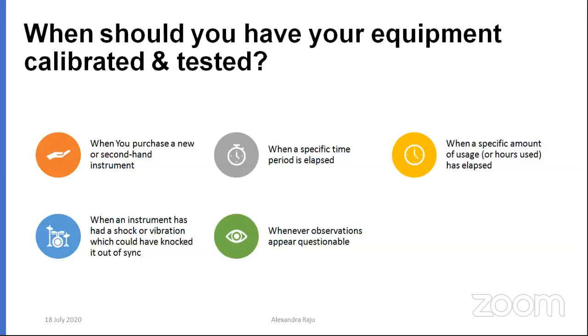So next, when should we calibrate the medical devices? When we purchase: most hospitals will not purchase second-hand equipment. If a second-hand equipment has to be purchased, then the calibration has to be done to ensure the values are correct and accurate. Next, when the equipment has undergone any troubleshooting or maintenance, then the calibration has to be done and only then the equipment is supposed to be used.